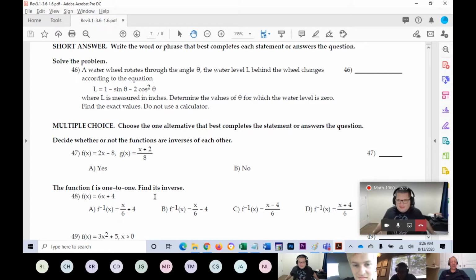All right, this is for Ivan, even though you're not here, Ivan. I hope you're feeling okay. A water wheel rotates to the angle theta, and the water level L behind the wheel changes according to the equation L equals 1 minus sine of theta minus 2 cosine squared of theta, where L is measured in inches. Determine the values for theta for which the water level is 0. Find exact values. Do not use your calculator.